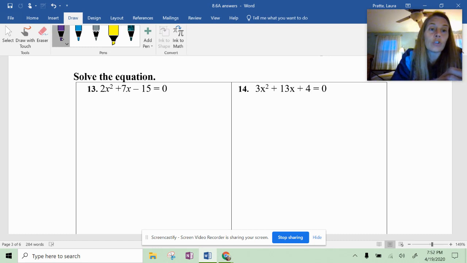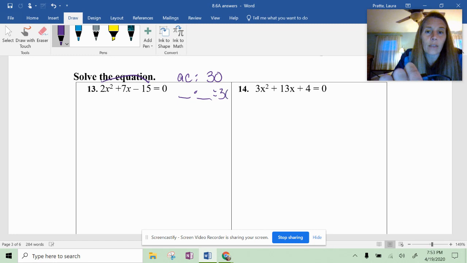So if I'm going to do, let's say 13, right? Well, I can't divide 15 and 7 by 2, so there's no GCF to take out here. So I'm going to have to do AC method. 2 times 15 is 30, so that's my AC number. So I need the two numbers that multiply to get 30, and they're going to subtract to get that 7 in the middle.